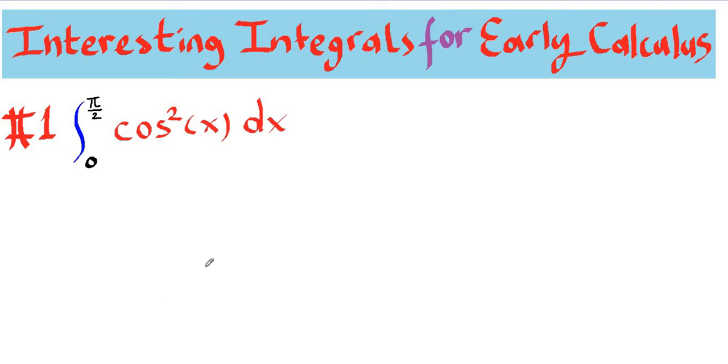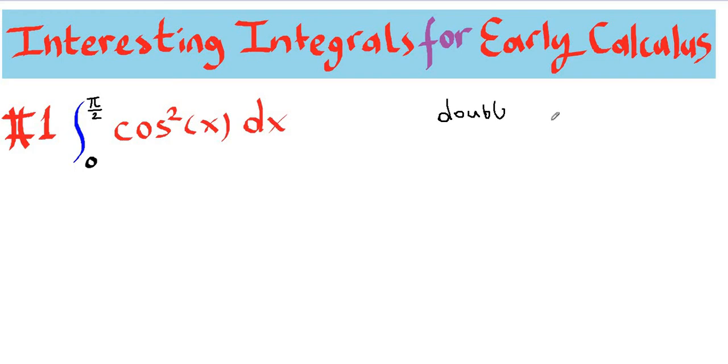Hello everybody. In this video series, we're going to see interesting integrals for early calculus students. Our first integral is cosine squared of x from 0 to pi over 2. Actually, we're going to find the antiderivative of cosine squared of x, and we're going to try a few different variations. For this integration, we need to know the double angle identity.